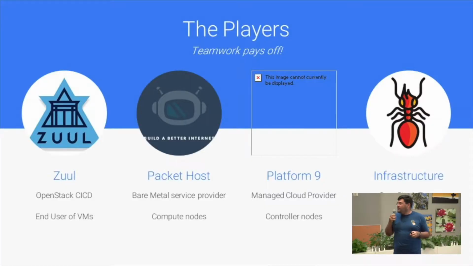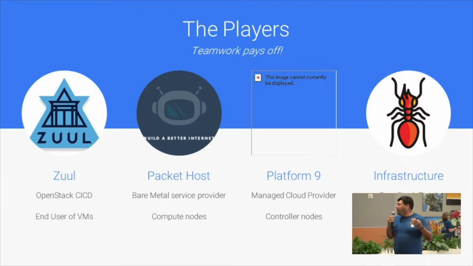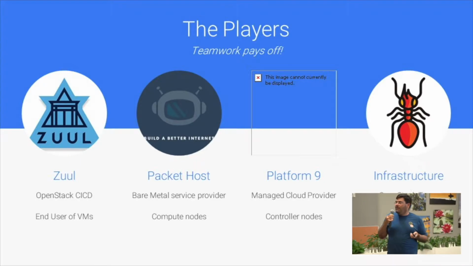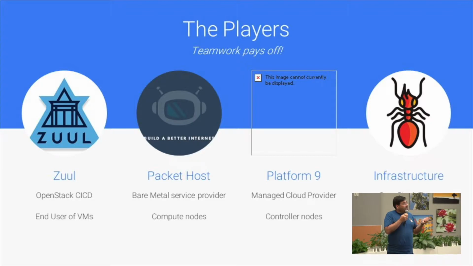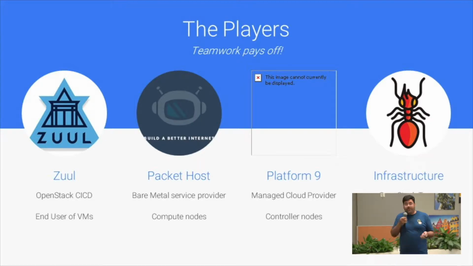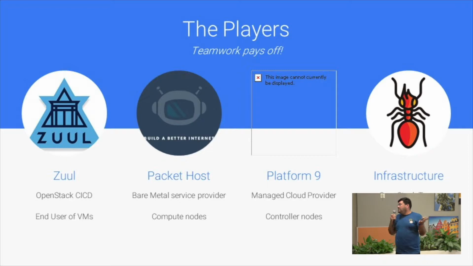So that's where I approached Platform 9 and I said, hey, listen, we've got some bare metal hardware. Platform 9, you guys provide a managed control plane on the OpenStack side. Can we all work together and build out this cloud? So that's where we got Platform 9 involved. So the key players on this: we have Zuul, that's the end user of the computing power that we're putting together. Packet Host, which provided the bare metal service. Platform 9, which provided the control plane to manage the OpenStack cloud and the OpenStack expertise.